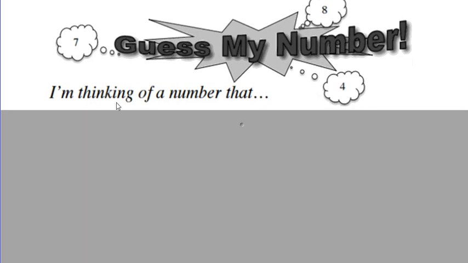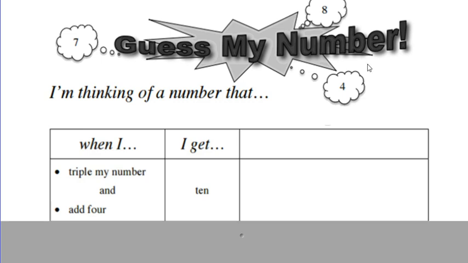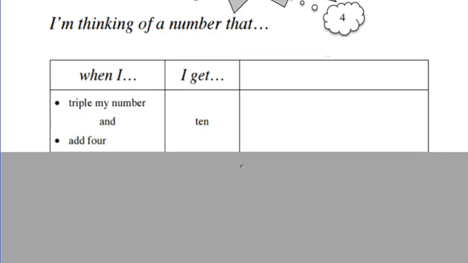So I am thinking of a number that when I triple my number and I add 4, I get 10. So think of what number, when you triple it and add 4, the result is 10. Pause it for a minute if you need a little more time. Because the answer is 2.